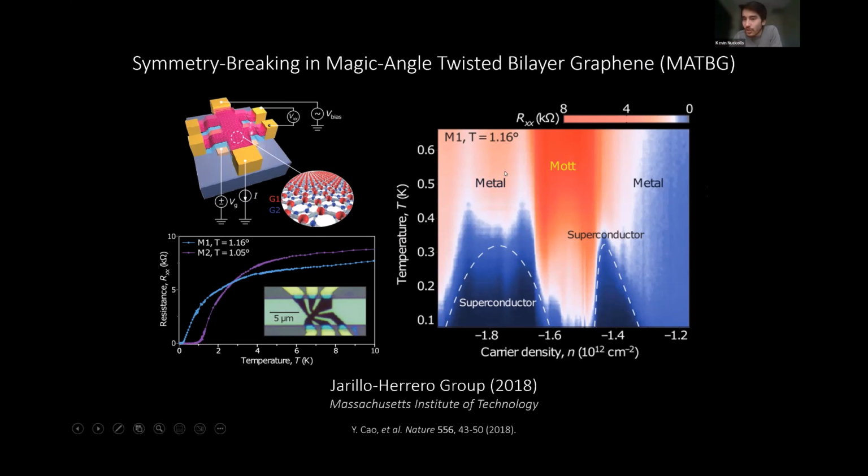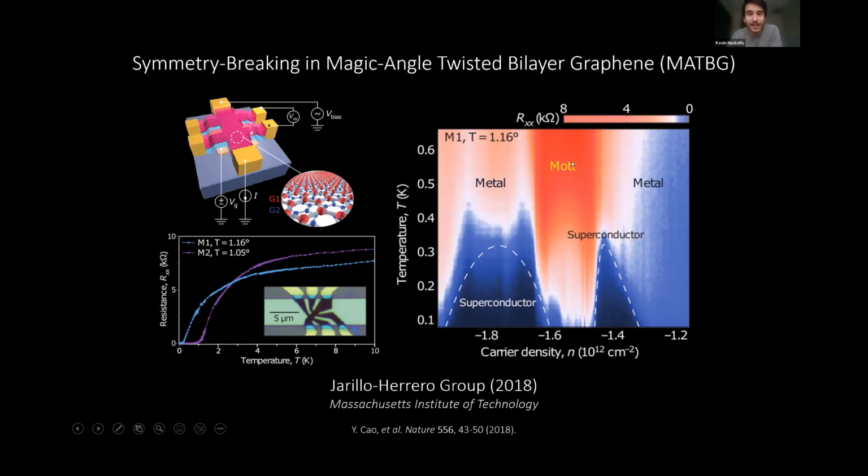This is all shown in a phase diagram that was first introduced to us by Pablo Jarillo-Herrero's group at MIT, where at 2 holes per Moiré unit cell they find this correlated insulator, and when you dope to either side of this correlated insulator, they see this superconducting phase, which we now know to be unconventional. At first, Pablo's paper labels this as a Mott insulator.